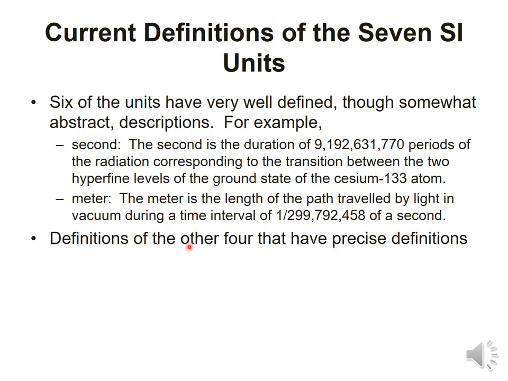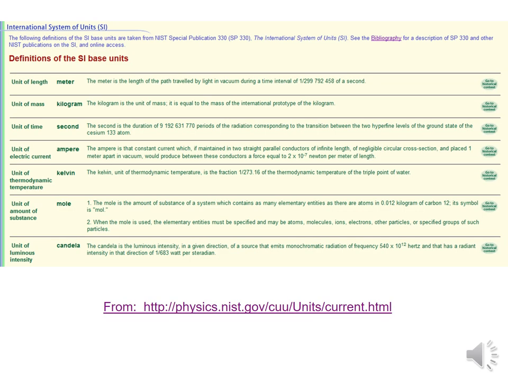Four of the others, which gives us a total of six, have similarly precise definitions. This slide just kind of gives you a sense of what that looks like. This is from the National Institute of Standards and Technology. The unit of length gives you what the meter is up here. It's what you just saw in that slide. The kilogram we'll skip for now. The unit of time is the second, what we just saw.